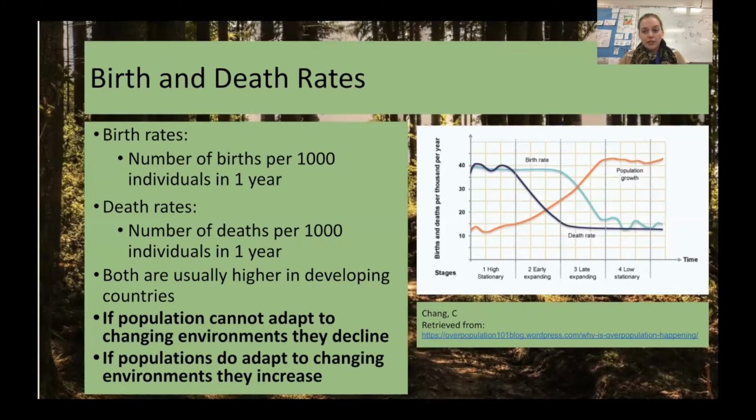But a big thing to remember here is that populations that cannot adapt to changing environments are going to decline and possibly go extinct. For example, polar bears that need to swim to ice, as the ice gets further and further apart with our warming planet, those polar bears that can't make it all the way out to where the ice is to hunt are probably going to die off.